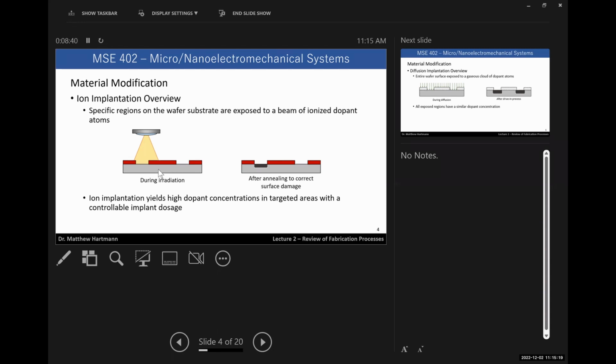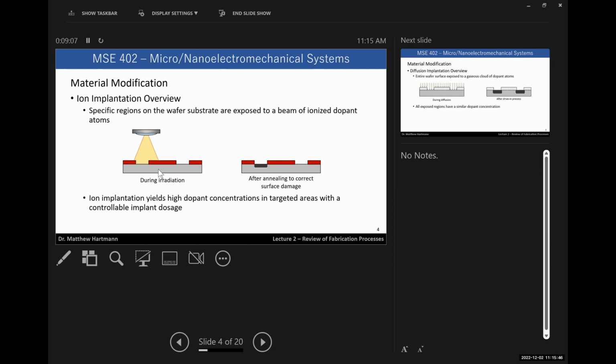In an ion implantation process, this is typically carried out at room temperature for the implantation part, and the surface of the wafer is bombarded with ions, okay? The type of ion will have a different size and a different associated energy, and that will tell us effectively how far the ion will get implanted into the surface of the wafer.